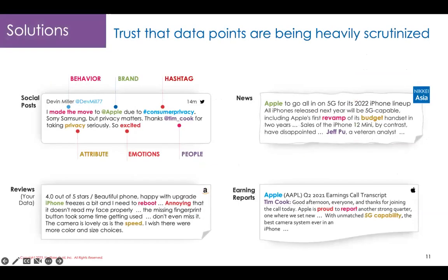I'm just moving into the next part of the session, and this is where you'll be identifying the strengths or weaknesses of your brand, or maybe your competitor brand. Before I show some of those examples, I'm just showing you this one to see that the data points are being heavily scrutinized. As you can see here, this one is just a 140 character social post.